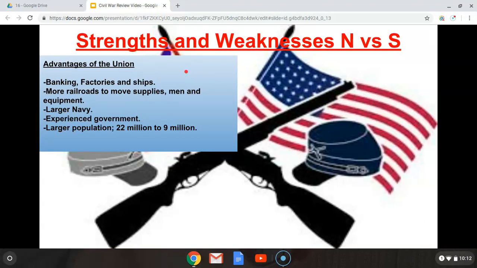They had more railroads, more to move these supplies, to move the men, to move the equipment. Out of roughly 30,000 miles of railroad, about 22,000 miles of it were in the North, leaving only 8,000 in the South.